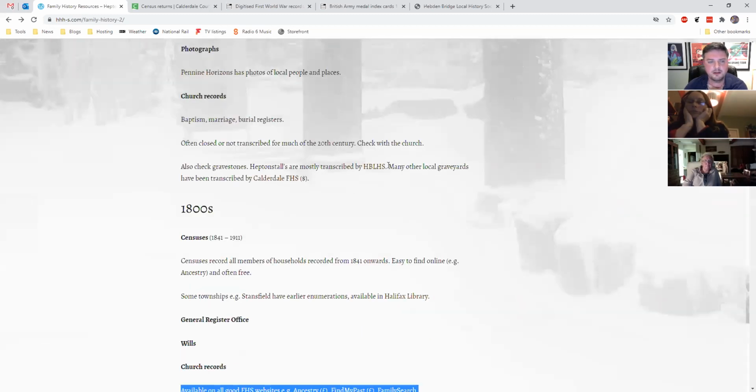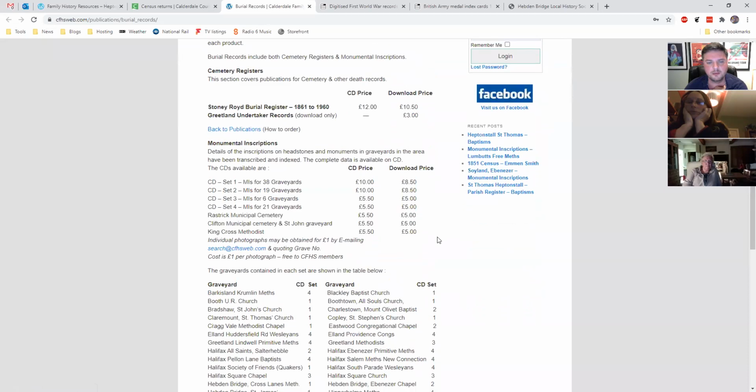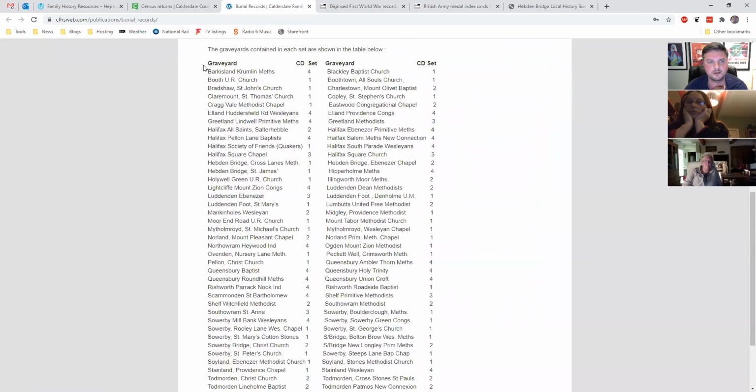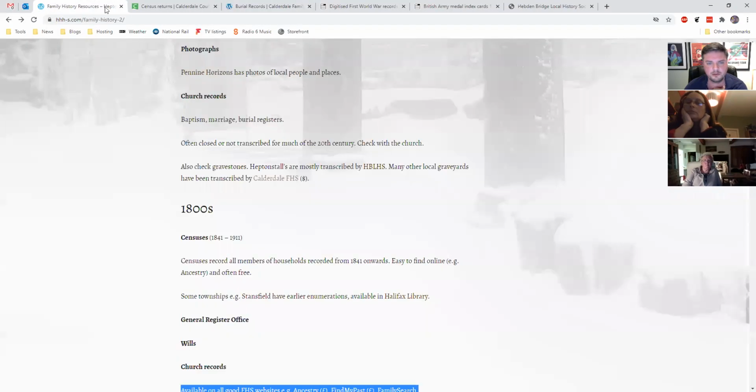Other graveyards in the area have been transcribed by the Calderdale Family History Society. So they have these memorial inscription CDs. They cover quite a lot, and they've released a fourth one in recent years if you haven't seen that yet. These cover most of the graveyards in the area. They're obviously not all covered. There's a few that are missing.